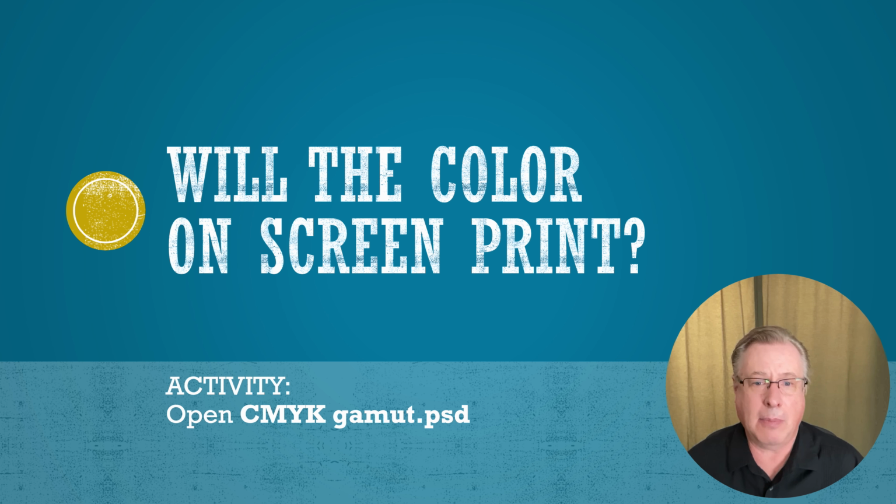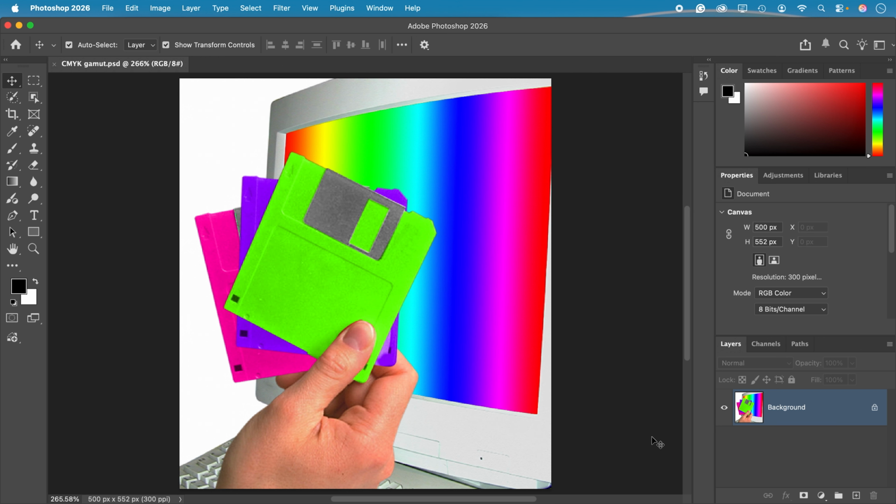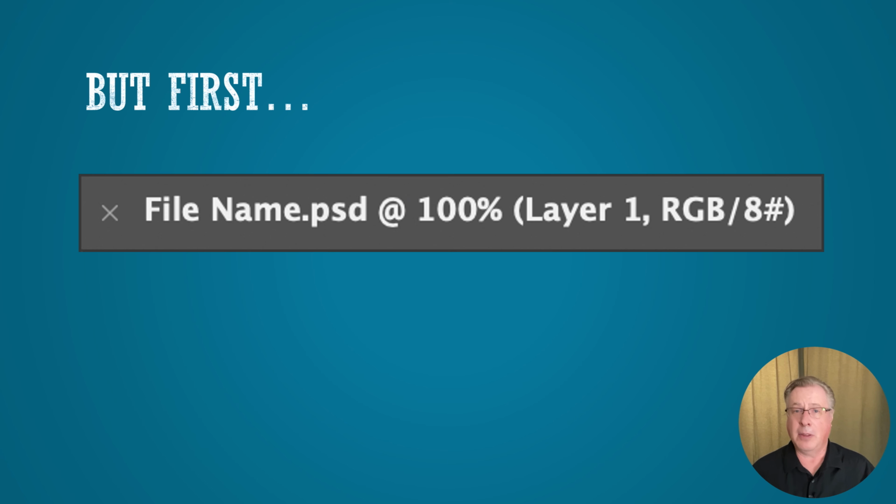So here's where it comes down to brass tacks. How can we ensure that our color images print with the same color we see on screen? This is a very vibrant image that looks great on screen. But will it print? The technique I'm going to show you requires your image to have a color profile applied.